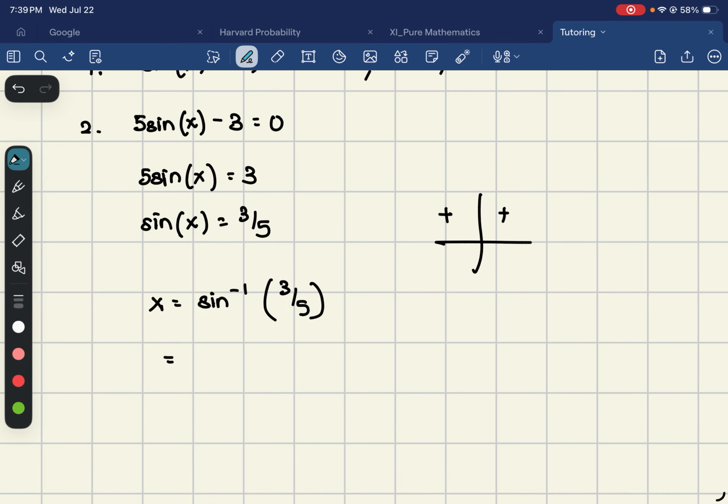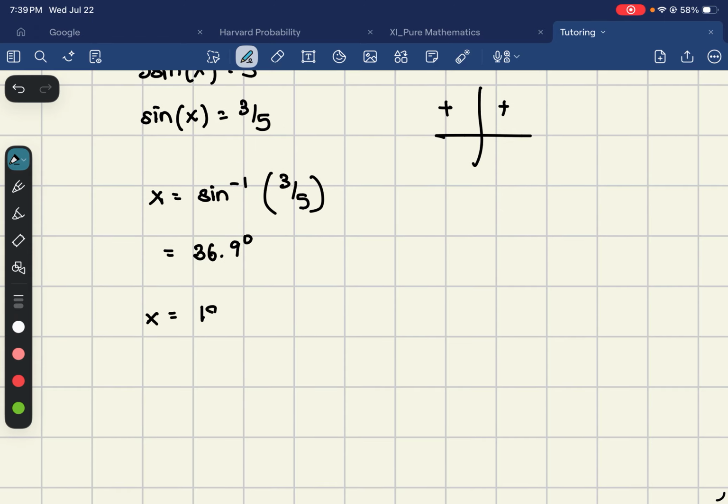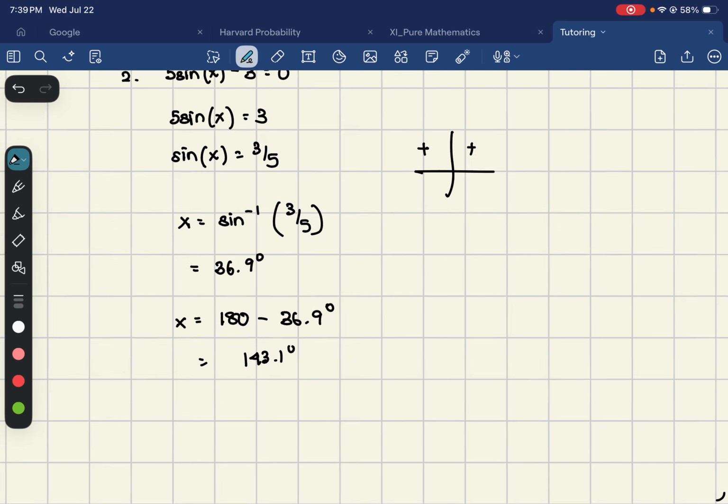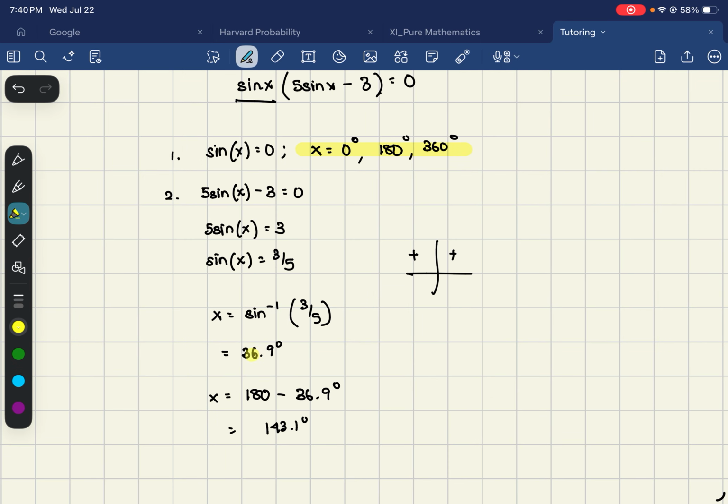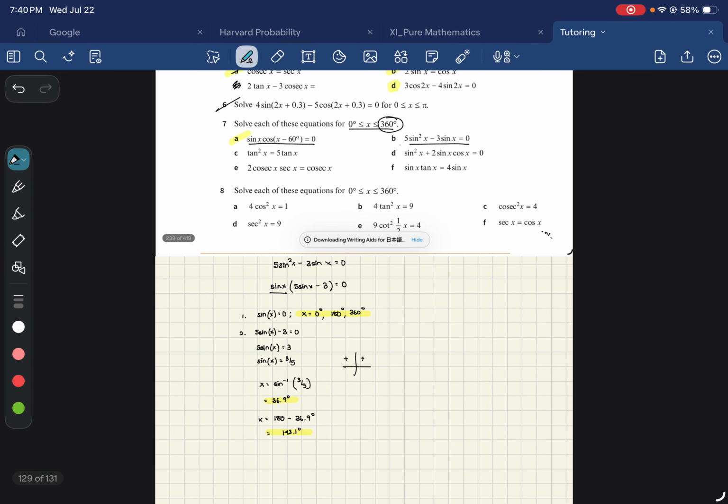If you do that in your calculator, you get 36.9 degrees to 1 decimal place. And the other angle, if you've watched the previous video, you know that you can get by doing 180 minus the first angle. And that angle is going to be 143.1 degrees. So these are your 5 solutions: 0, 180, 360, 36.9, and 143.1 degrees. All right. So that is how you do B.